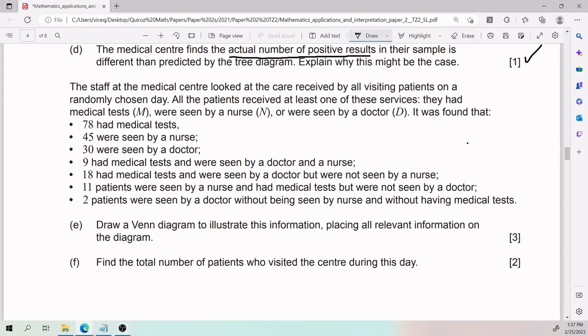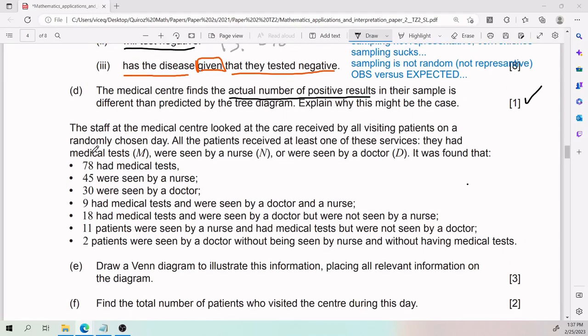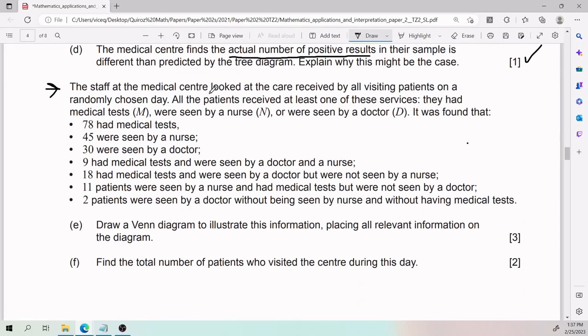And for this next part, they actually give a lot of information. They tell us that the staff at the medical center looked at the care received by all visiting patients on a randomly chosen day, and that all the patients received at least one of these services. They had medical tests M, seen by nurse N, and seen by doctor D. And then they give us a lot of numbers.